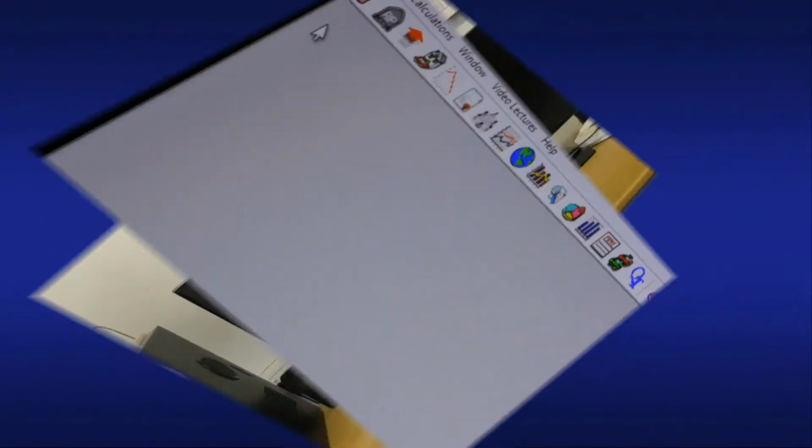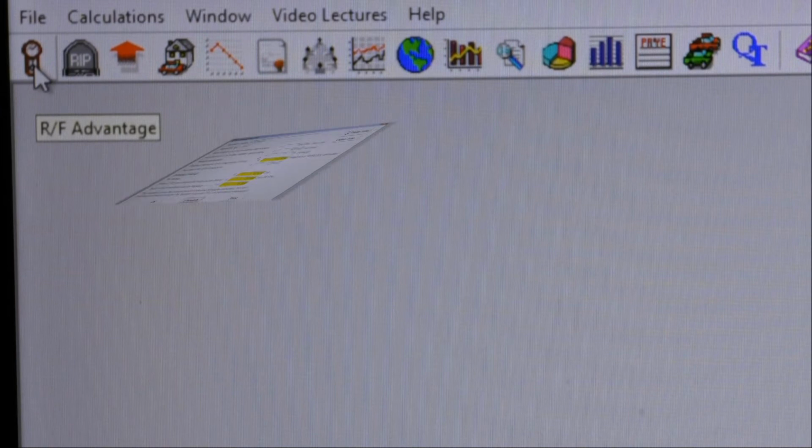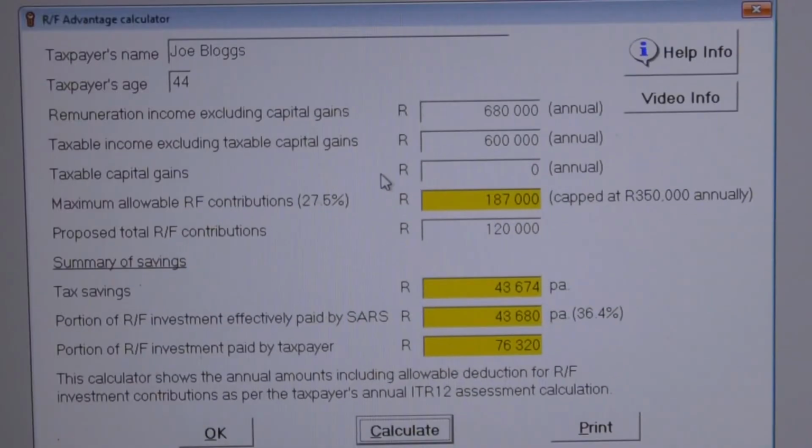This program offers simple calculators with on-screen help and access to dozens of short video lectures explaining each subject featured in the calculators. Clicking on this first icon will open the RF Advantage calculator. This is the Retirement Fund Advantage calculator.